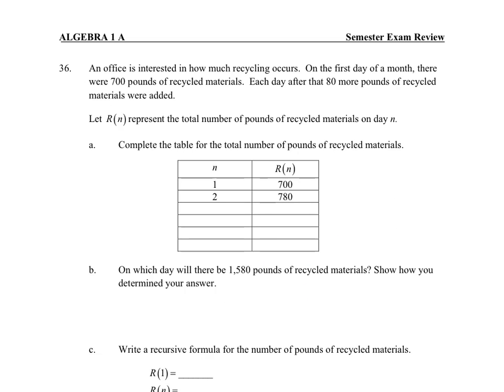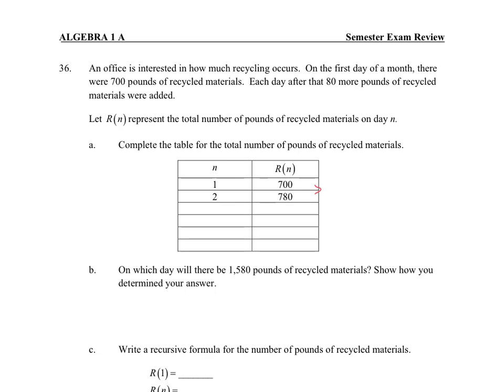Question 36. An office is interested in how much recycling occurs. On the first day of a month, there were 700 pounds of recycled materials. Each day after that, 80 more pounds of recycled materials were added. Let R of n represent the total number of pounds of recycled materials on day n. Complete the table for the total number of pounds of recycled materials.